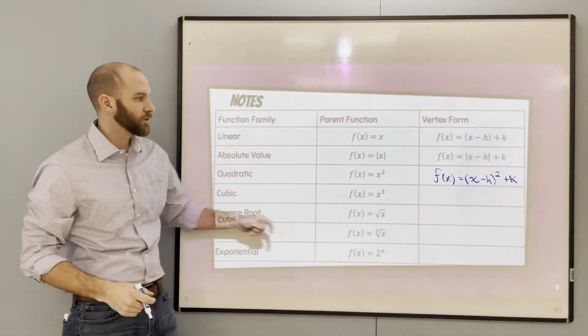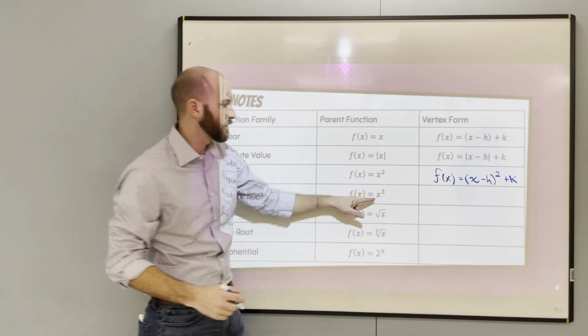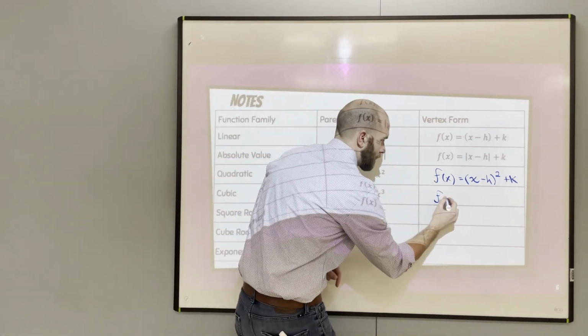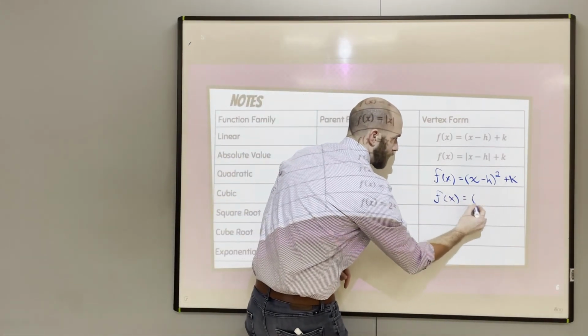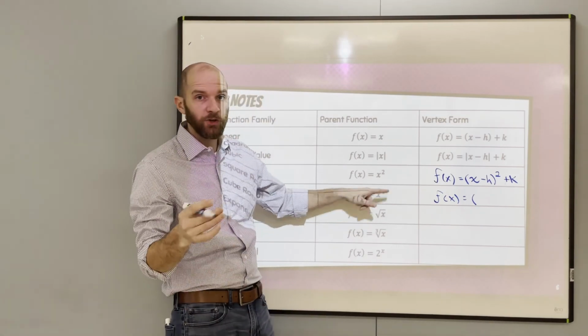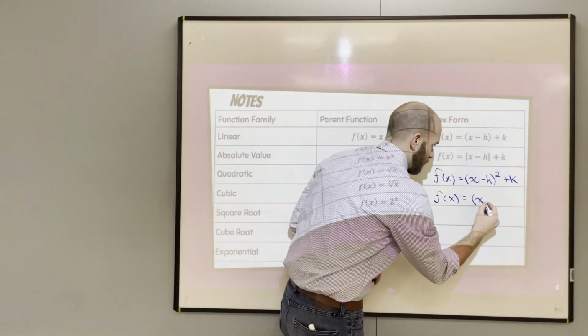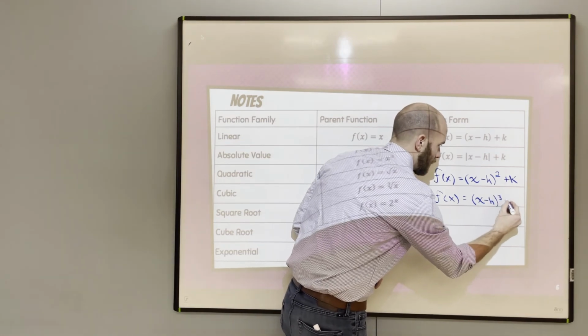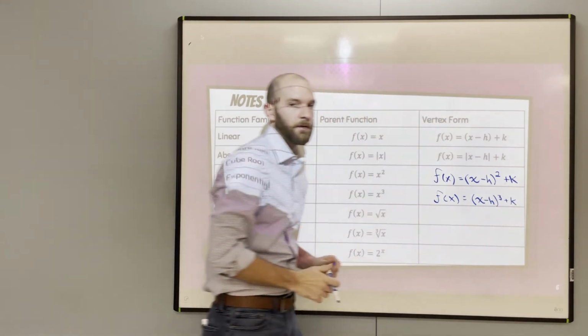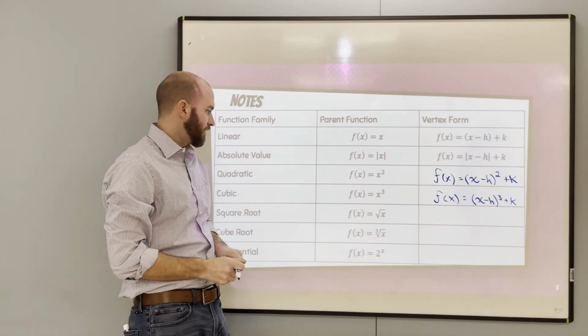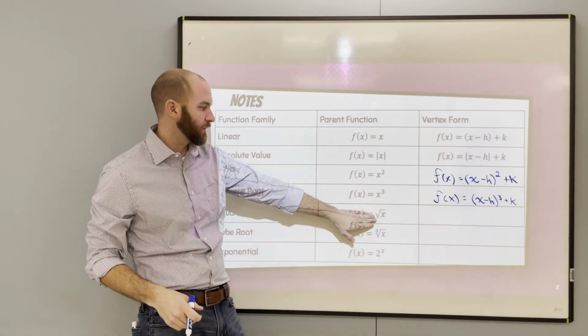For our cubic function, it's going to look a lot like our x squared function. We're going to have f of x equals, and instead of x cubed, we're going to have x minus h cubed, plus k. And then for our square root, that one's going to be a little bit different.